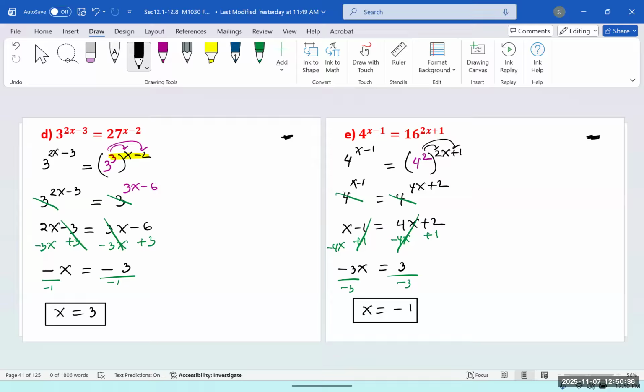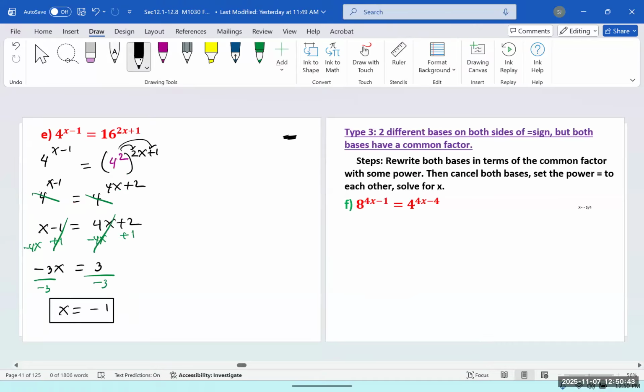Any questions? Okay, now the next type. In the next type, unfortunately, we cannot rewrite the bigger base using the smaller base. They look the same, but we cannot rewrite them. And when I say rewrite, it means as a power. We can rewrite 8 as 4 times 2, but it's not allowed. You can only rewrite using a power.